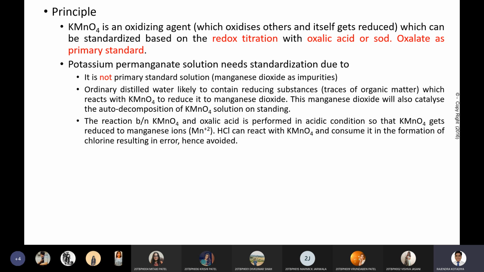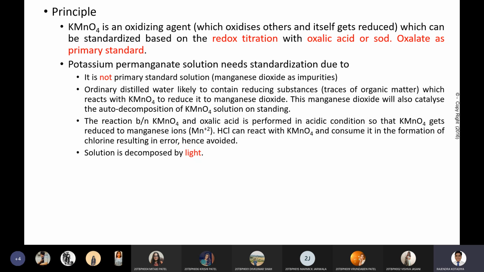And the fourth important point is that the KMnO4 solution is decomposed by the presence of light. That is why, when you prepare the KMnO4 solution, you have to store it in the dark, not in the light, because in the presence of light, the KMnO4 solution gets decomposed. So these are the four different reasons why standardization of KMnO4 is required.